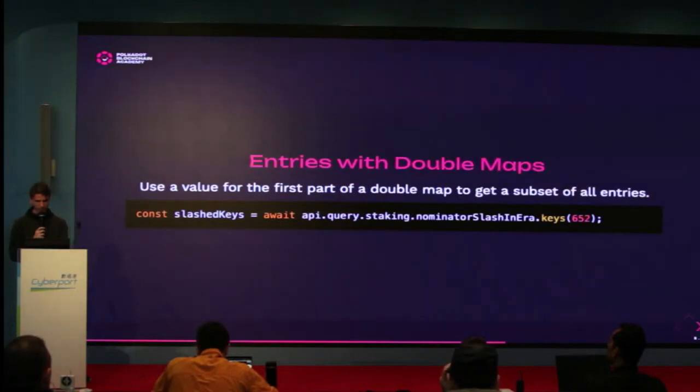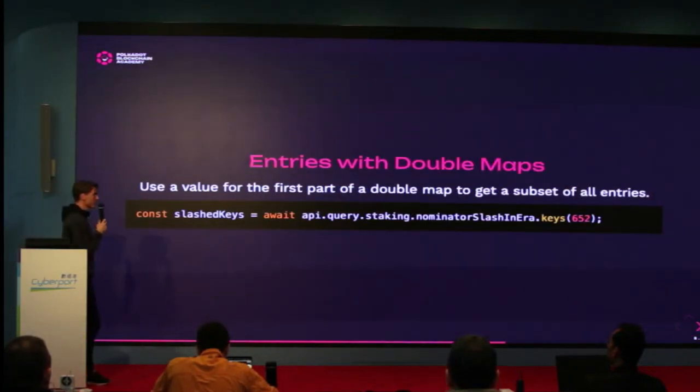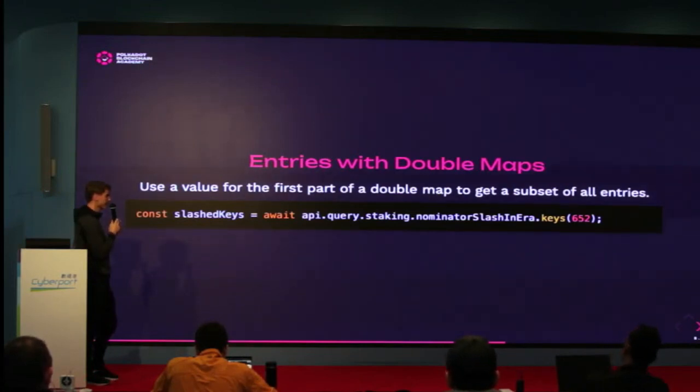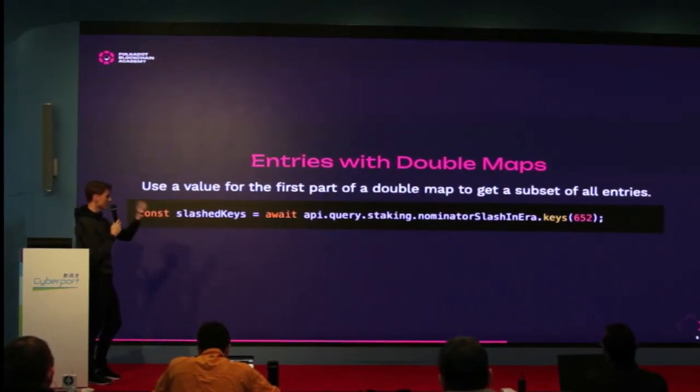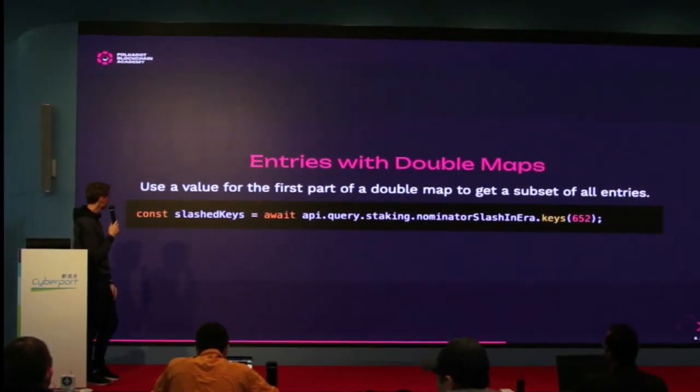So we can also fetch a subset of entries that are double maps. For storage items that are double maps, we can give the key using .keys in this case, and then a subset is returned. These are not subscriptions. These are just like one-shot calls.